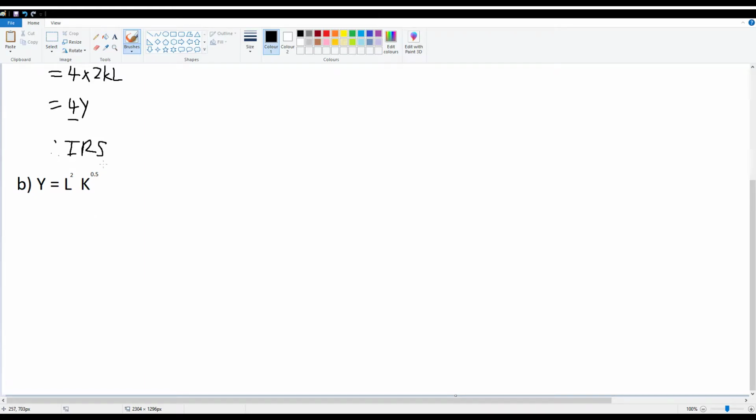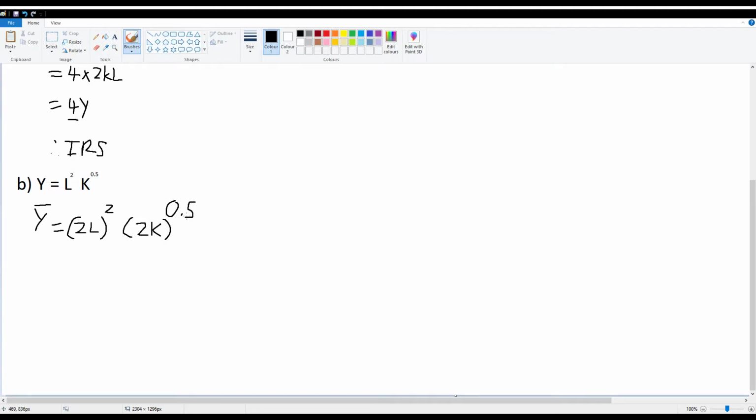Okay. So, slightly more complicated here. We now have powers involved. I'm going to do the same thing. I'm going to say Y bar equals 2L squared. Just remember, we're doubling the L here, so the 2 is also going to get squared. And we're going to do the same thing over here, 2K to the half.